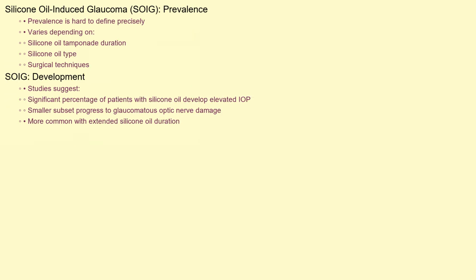The exact prevalence of SOG is difficult to pinpoint, as it varies depending on factors such as the duration of silicone oil tamponade, the specific type of silicone oil used, and the surgical techniques employed. However, studies suggest that a significant percentage of patients who undergo vitreoretinal surgery involving silicone oil implantation will develop elevated intraocular pressure, and a smaller subset of those will progress to glaucomatous optic nerve damage. It is more common in patients who have had silicone oil in place for extended periods.